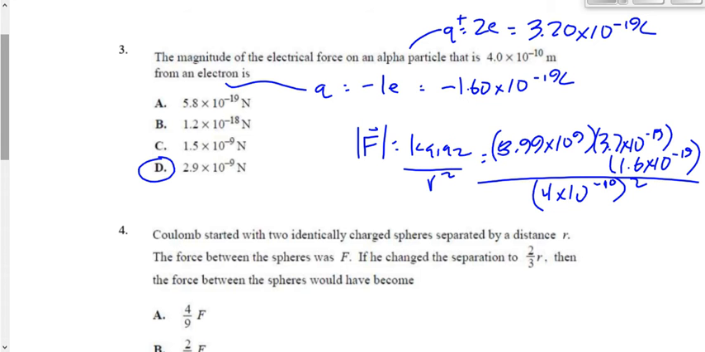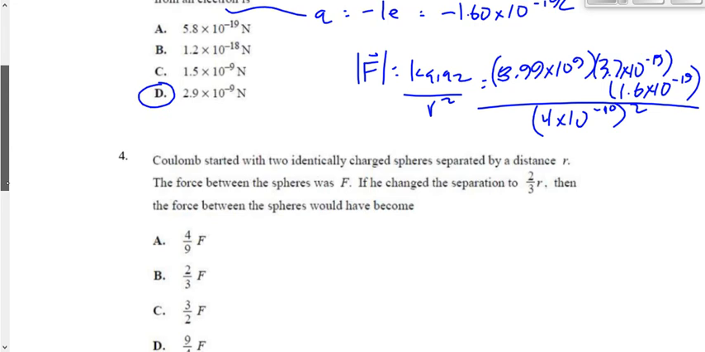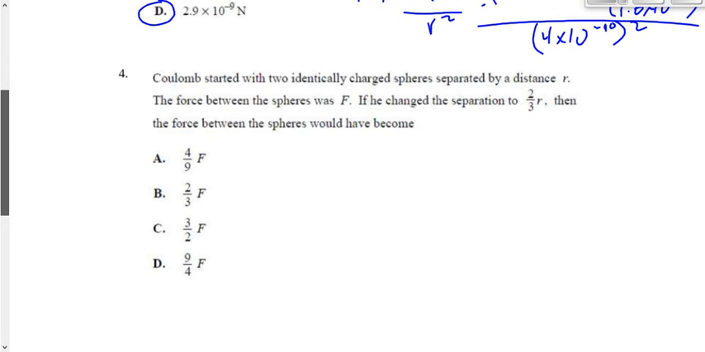And finally, number 4, Coulomb started with 2 identically charged spheres separated by distance r. The force between the spheres was F. If you change the separation to 2/3 r, then the force between the spheres would become what? Well, this is one of those questions that we did way back, not with Coulomb's law, but we did use the technique way back near the beginning of Unit 1. You guys remember what we called that technique?